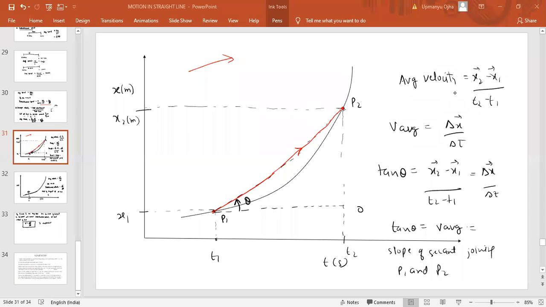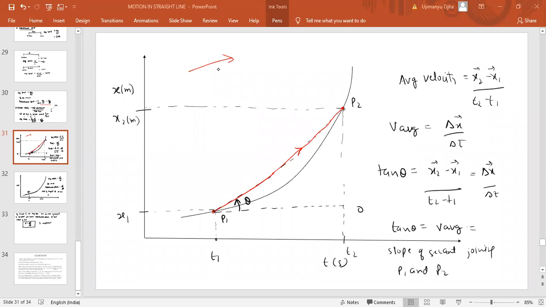Average velocity we can write here as x2 minus x1 by t2 minus t1. Okay, now this is the average velocity, v average. So we can write it as delta x by delta t. What does delta represent? Displacement. Okay, x2 minus x1 is displacement. Delta represents displacement here.